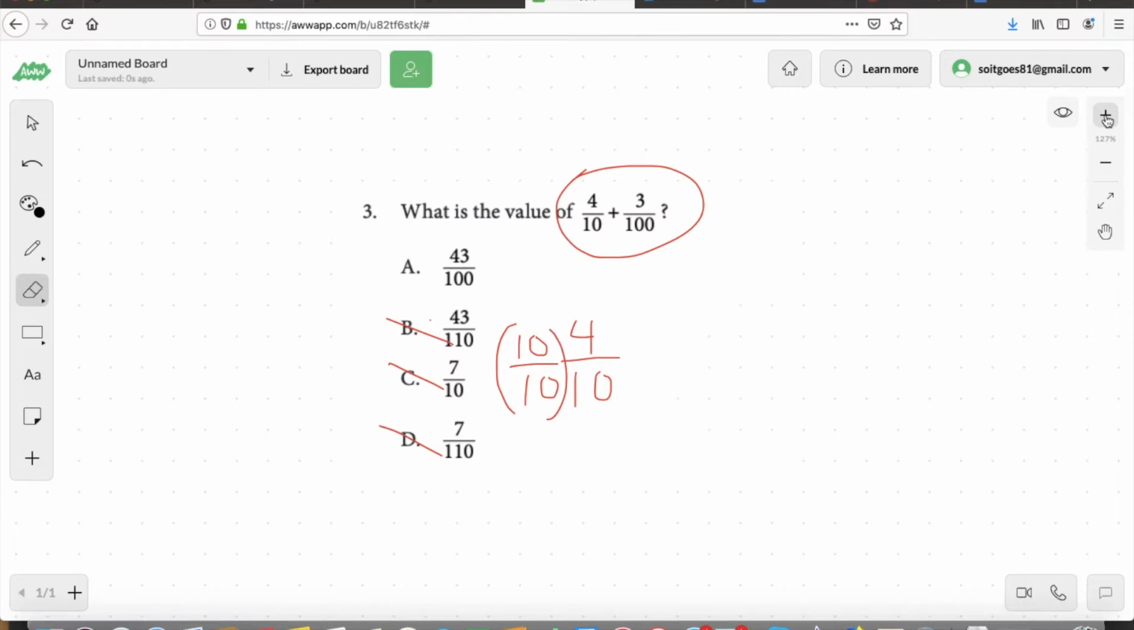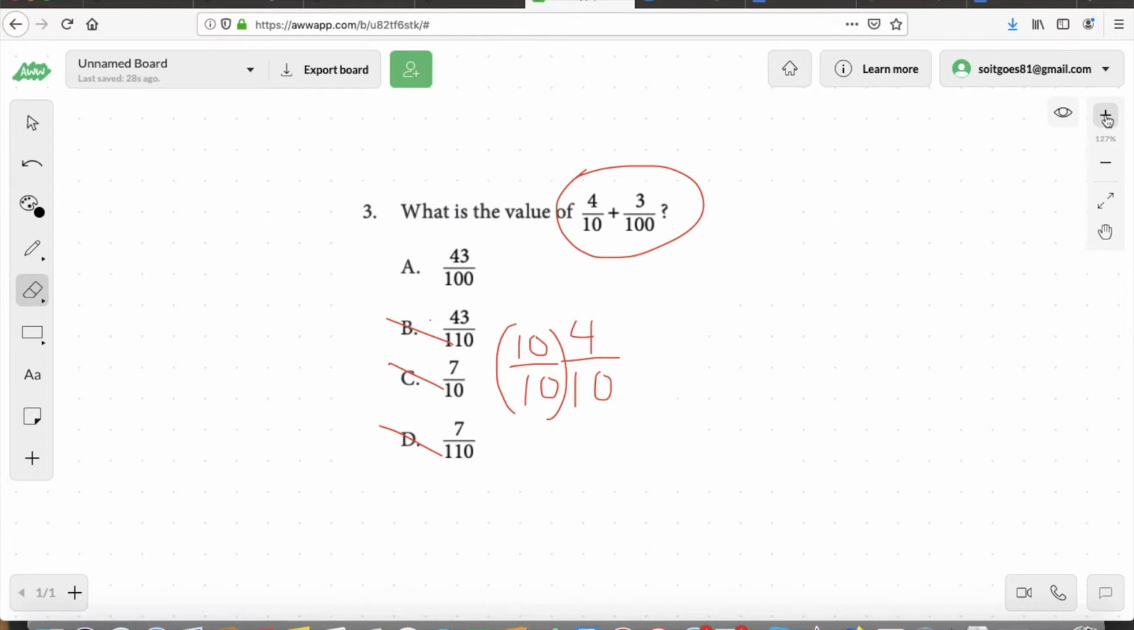So when I multiply 4/10 by 10 over 10, I'm just multiplying by 1, essentially. And what's anything multiplied by 1, Jackson? Itself. It's the same thing. Exactly. So I'm not changing the value of 4/10 by multiplying by 10 over 10, because I'm multiplying by 1. I'm just changing the form of 4/10. Does that make sense? Yes.